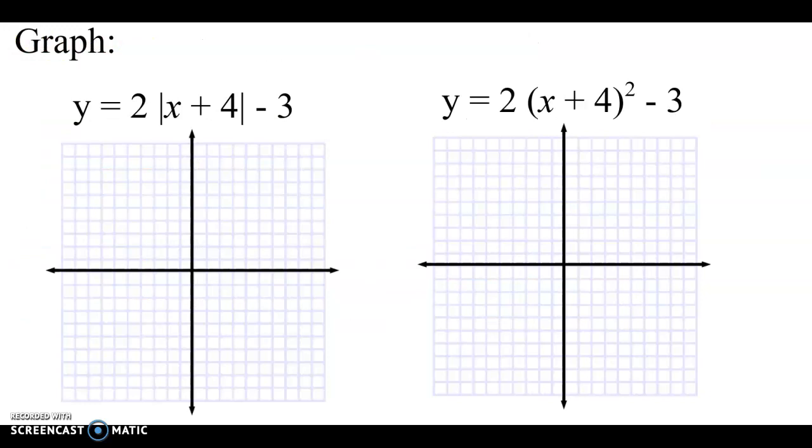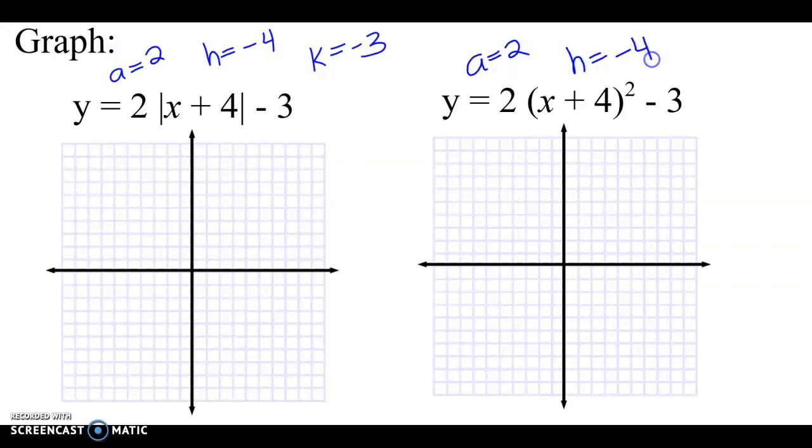Okay, so let's compare. We have an absolute value. What is my a value? 2. What is my h value? You just did this on your snapshot. It's negative 4. What's my k value? Negative 3. Over here, I have a quadratic, and how do I know this is a quadratic? Because of the parentheses squared. What is my a value? 2. What is my h value? It's negative 4. K is negative 3.